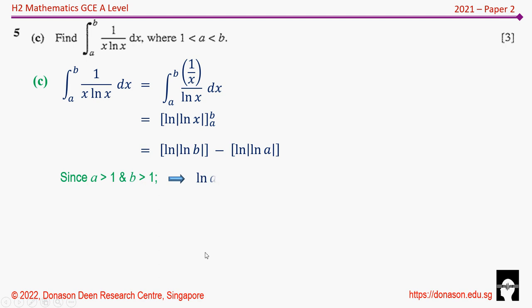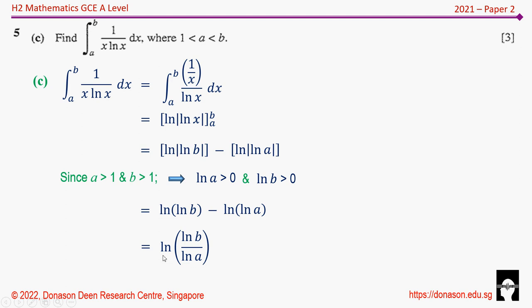So we're going to have ln of a positive number minus ln of another positive number. We could use the rule of indices, since both of them are positive. So we could just drop the modulus sign, and then this is like ln of ln b minus ln of ln a. Which is going to become, if you combine it, ln of ln b over ln a. So that will be the integral of 1 over x ln x taken from a to b, the definite integral.